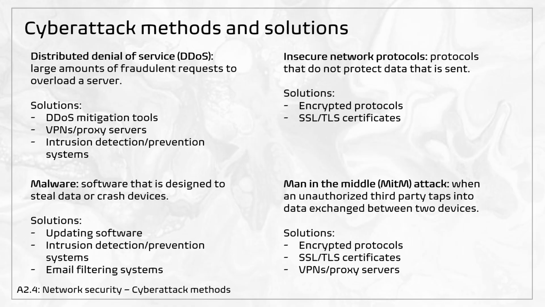A man-in-the-middle attack is when a third party taps into communication between two devices. This is usually the consequence of insecure network protocols, so the same solutions apply. Alternatively, senders can use VPNs or proxy servers to effectively hide and encrypt their internet activity.